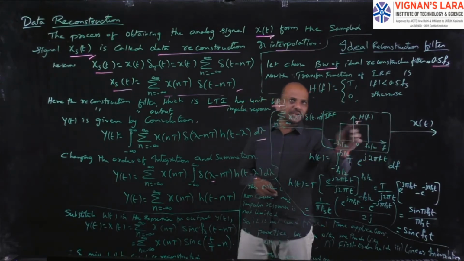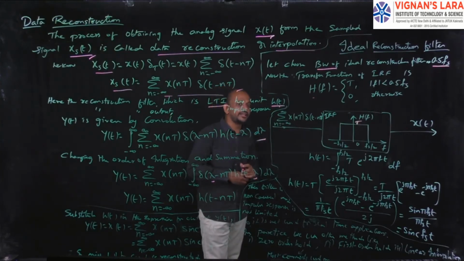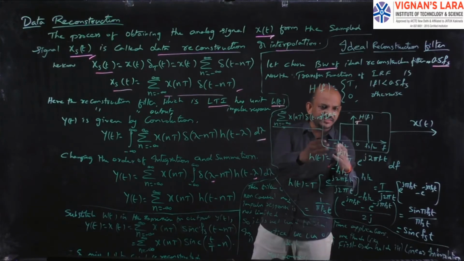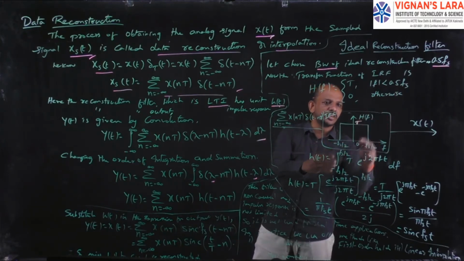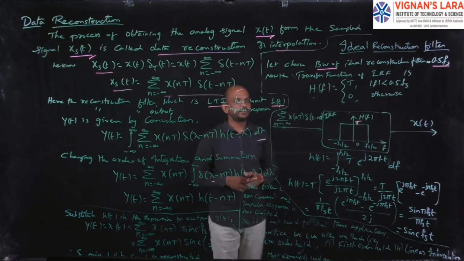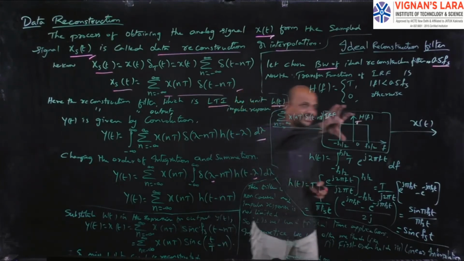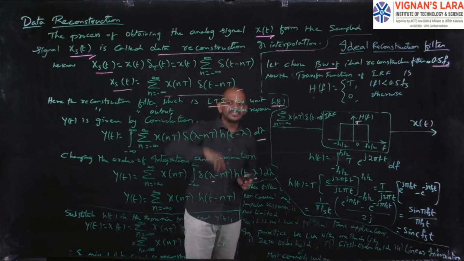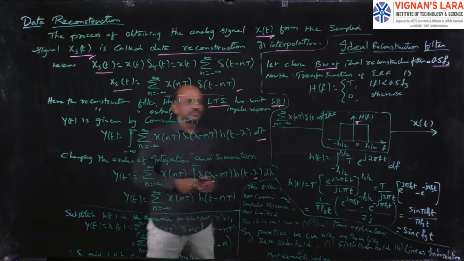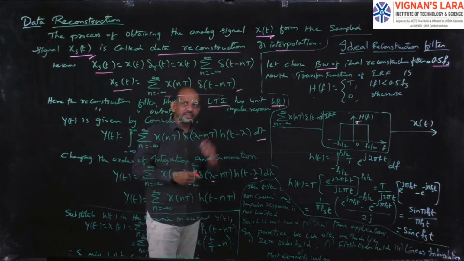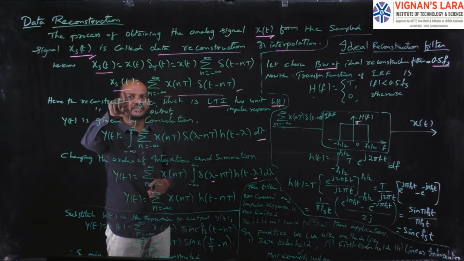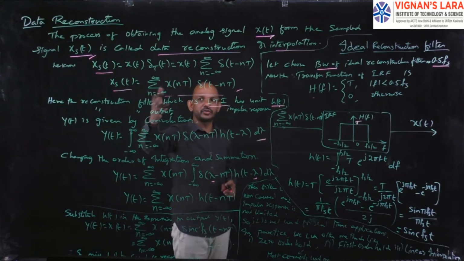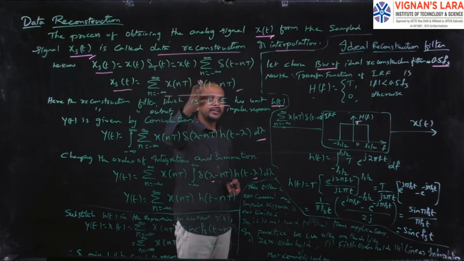So I am considering the transfer function of the ideal reconstruction filter as h of f equal to T for minus fs by 2 to plus fs by 2. In all the remaining cases it is 0. Now, for this ideal reconstruction filter, I have to give the input, that is the sampled version. The sampled version is xs of t, so I am giving this as the input. So xs of t is summation n equal to minus infinity x of nT del of t minus nT.